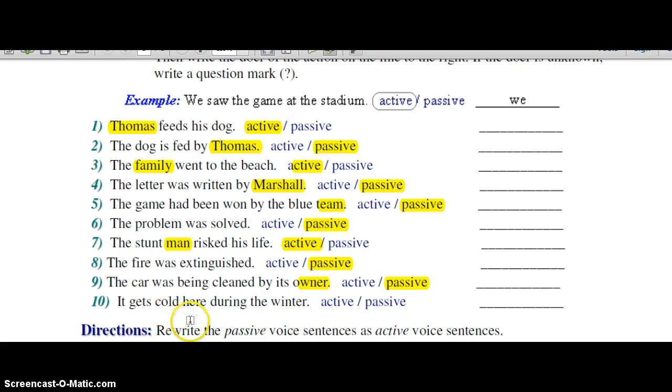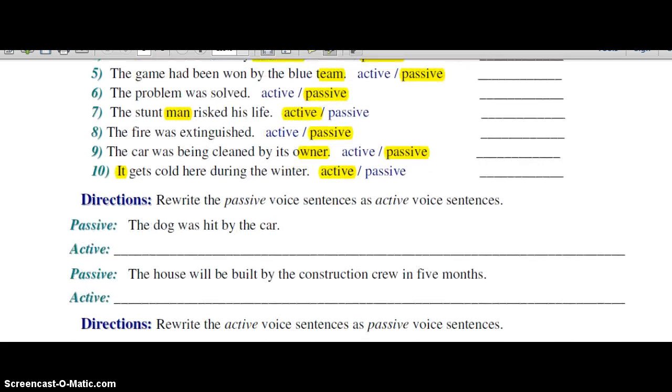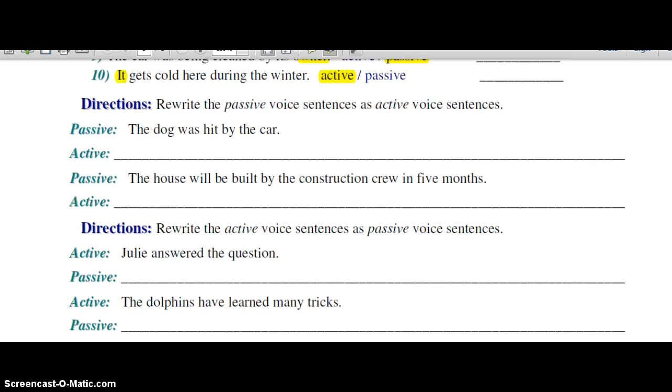Number 10, it gets cold here during the winter. For this one, we are all set. It is kind of in the subject part of the sentence, and that would be active. Okay, and then for this next part, we're going to rewrite the passive sentence as an active sentence.